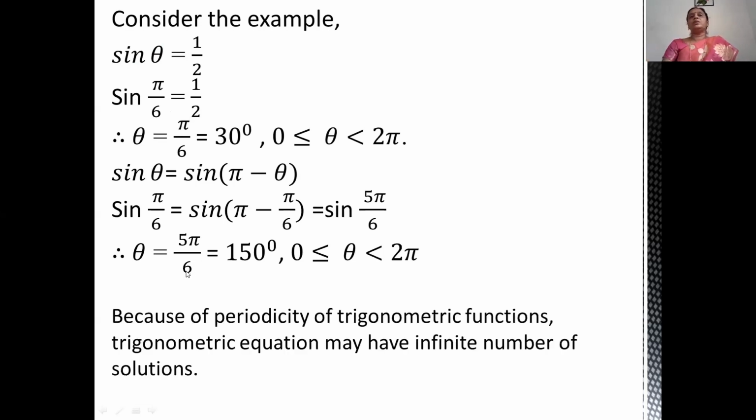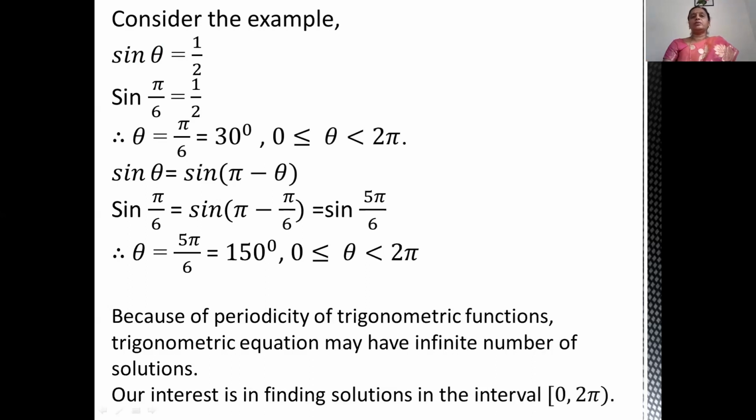In this way, using the allied angle table, we can find more and more solutions as the trigonometric function is periodic. Because of the periodicity of the trigonometric function, a trigonometric equation has an infinite number of solutions. But here, our interest is in finding solutions in the interval 0 to 2 pi only.